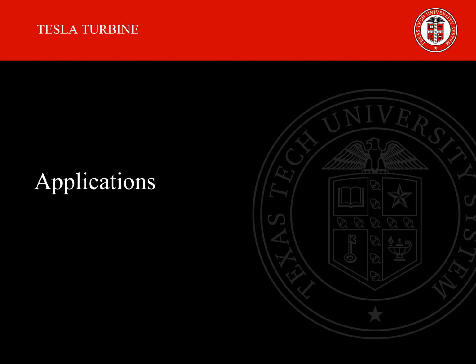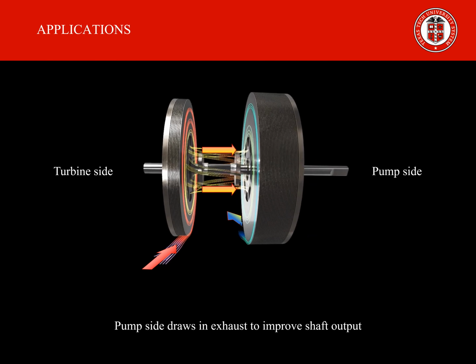There are plenty of applications for Tesla's turbine since it works as a motor generator machine or as a compressor diffuser pump. The first case, a dual-stage Tesla turbine, utilizes both machine and pump characteristics. The turbine side takes in fast air and produces most of the work.